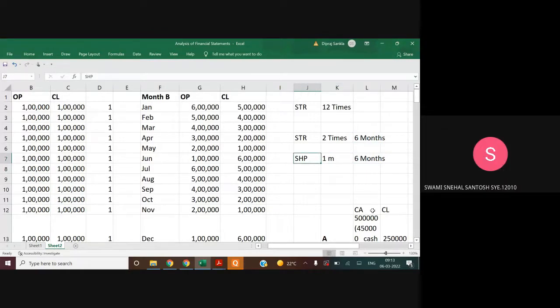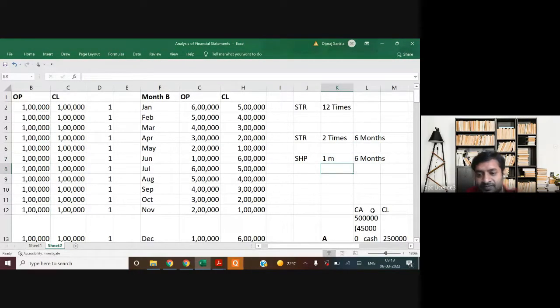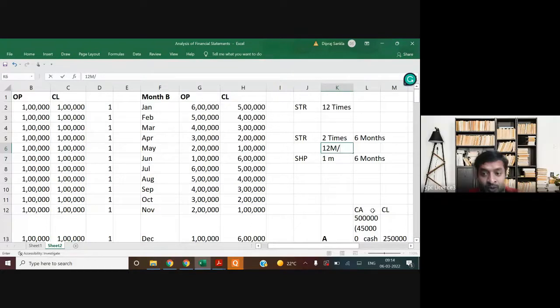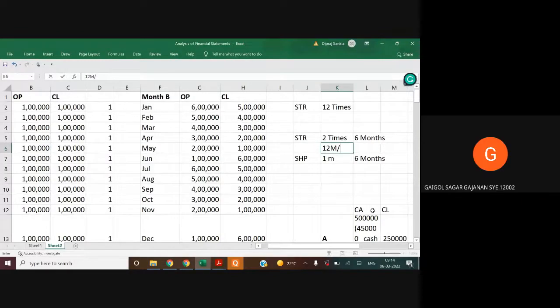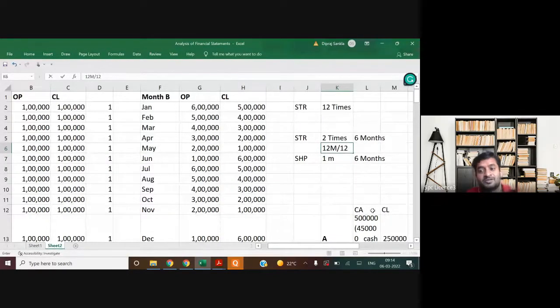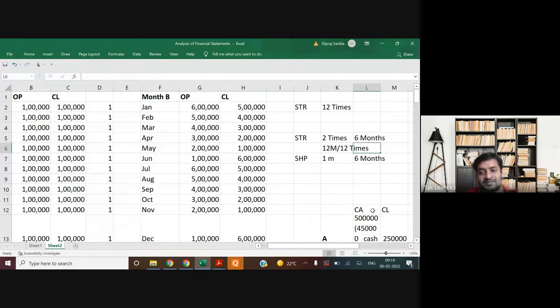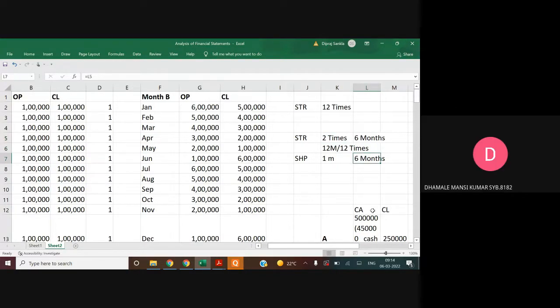Now tell me, how many months are there in a whole year? 12 months, right? Okay. What is the stock turnover ratio of a company? It was calculated as 12 times. So divide 12 months by 12 times. What will you get? Only 1 month. Now what is the stock turnover ratio in a big company? 2 times. Then divide 12 months by 2 times. You will get 6 months only.